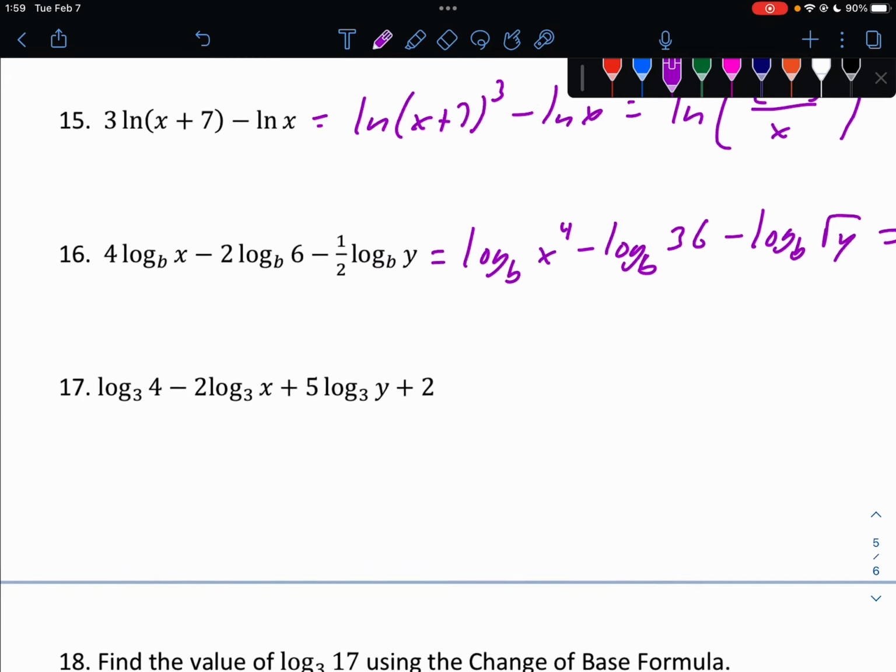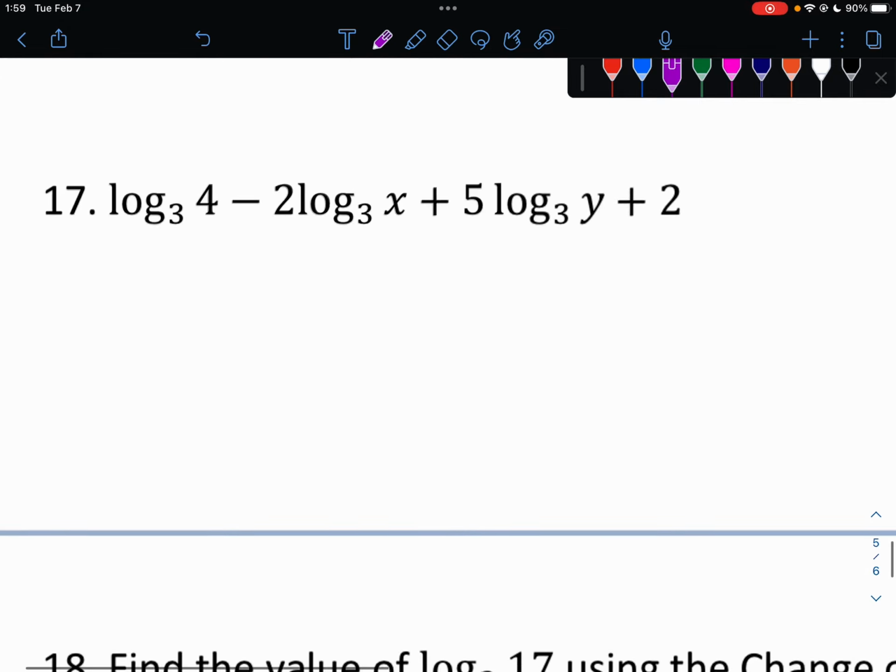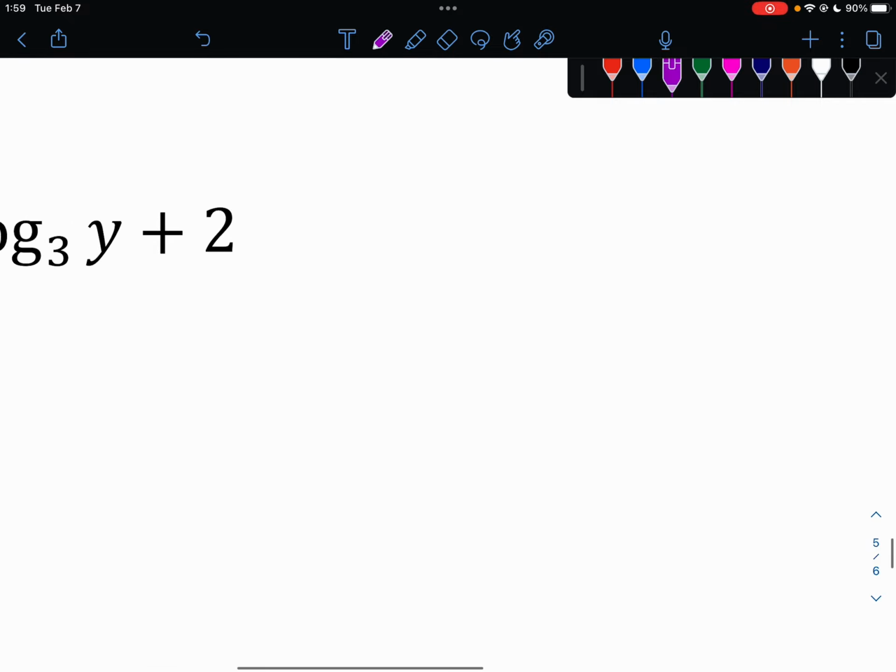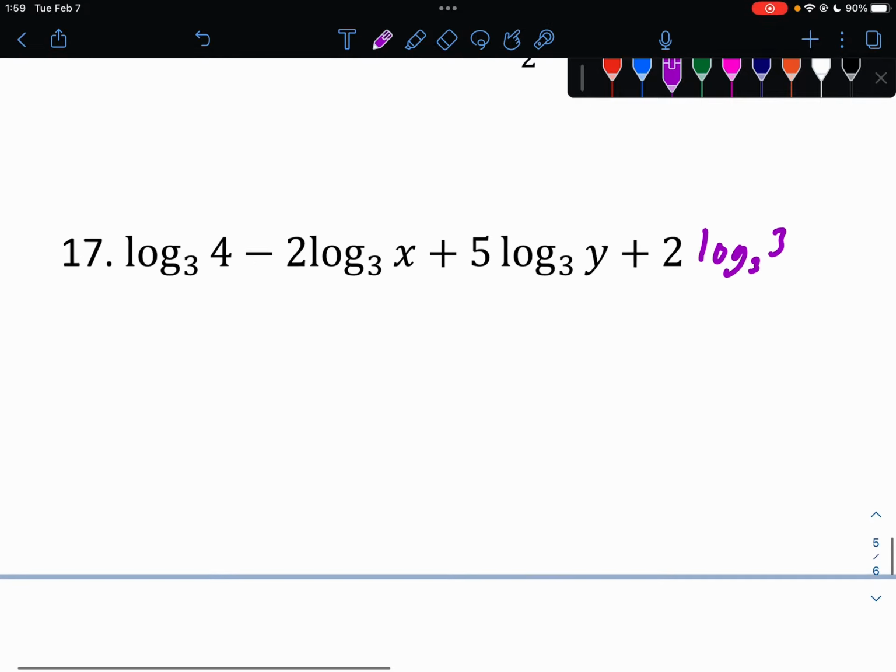Last one. The first three terms are great. We have three log base 3's, but the last one doesn't have a log base 3, to 2. So what we're going to do is multiply it by log base 3 of 3. Why are we allowed to do that? What is log base 3 of 3? It's 1. So now we have all of our logarithms with a base of 3.